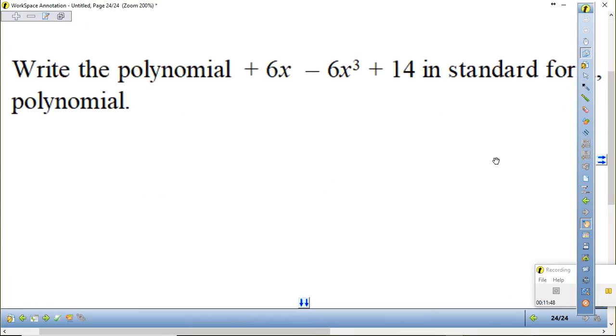Okay, by now these should be like automatic. Like your parents probably wake you up and you're like, oh, polynomials. Right? All right, here we go.